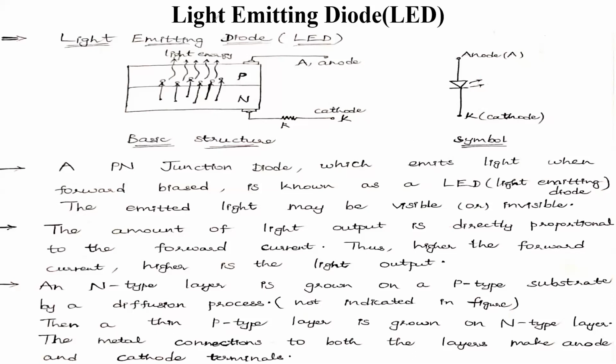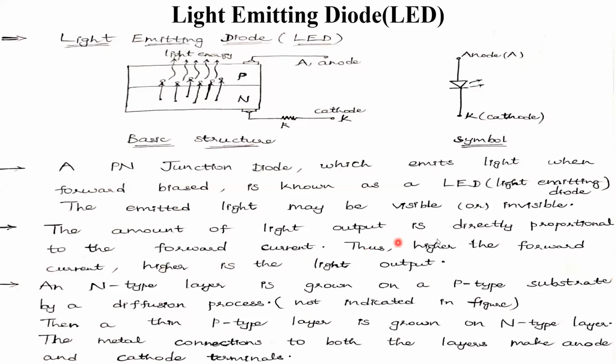Next one here, the PN junction diode which emits light when forward biased. This p-type material and n-type material is given some voltage supply, and it should be in forward bias direction. A diode which emits light when forward biased is known as a LED. That is, LED means light emitting diode. The emitted light may be visible or invisible.